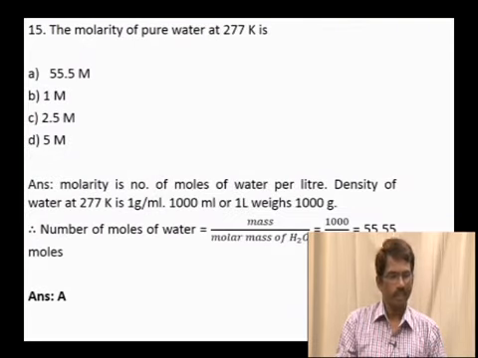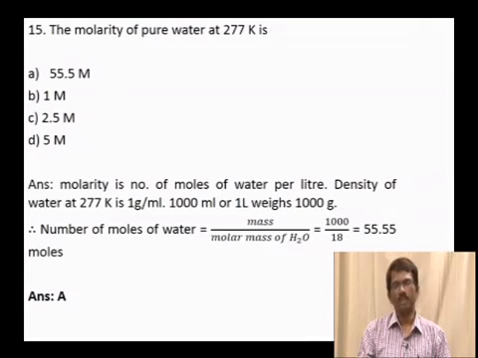Into question number 15, the molarity of pure water at 277 Kelvin. So the options are 55.5 molar, 1 molar, 2.5 molar, 5 molar. Molarity represents the number of moles per liter or per decimeter cube. So if you take water at 277 Kelvin, the density of water is 1 gram per ml. That means to say 1 ml of water would weigh 1 gram, and obviously 1000 ml or 1 liter of water would weigh 1000 grams.